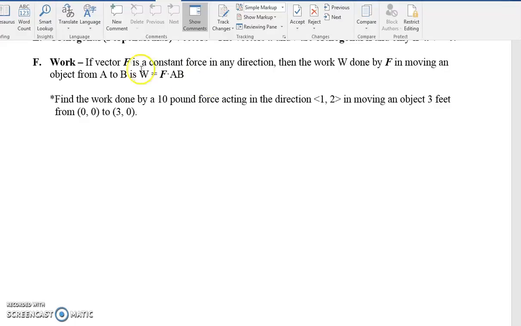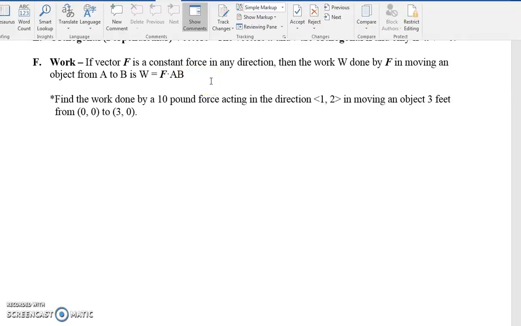But if we have a vector called F and it's a force moving in a certain direction, so some effort that we're applying in a certain direction, then the total work done by that force in moving an object from point A to point B is defined this way. The work is going to equal the product of these two ideas. And there's one thing that I'm missing.